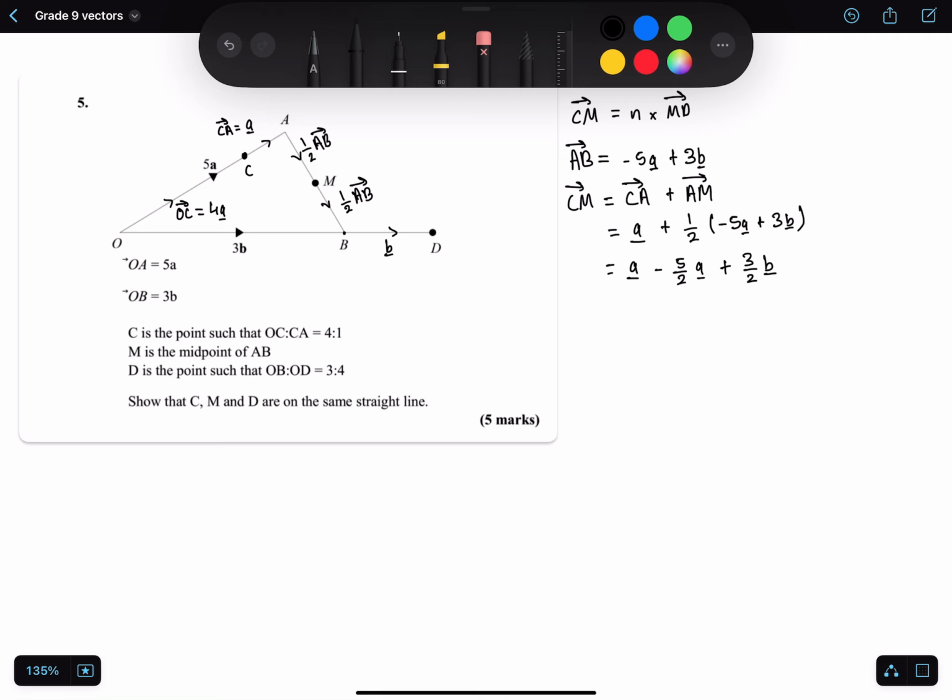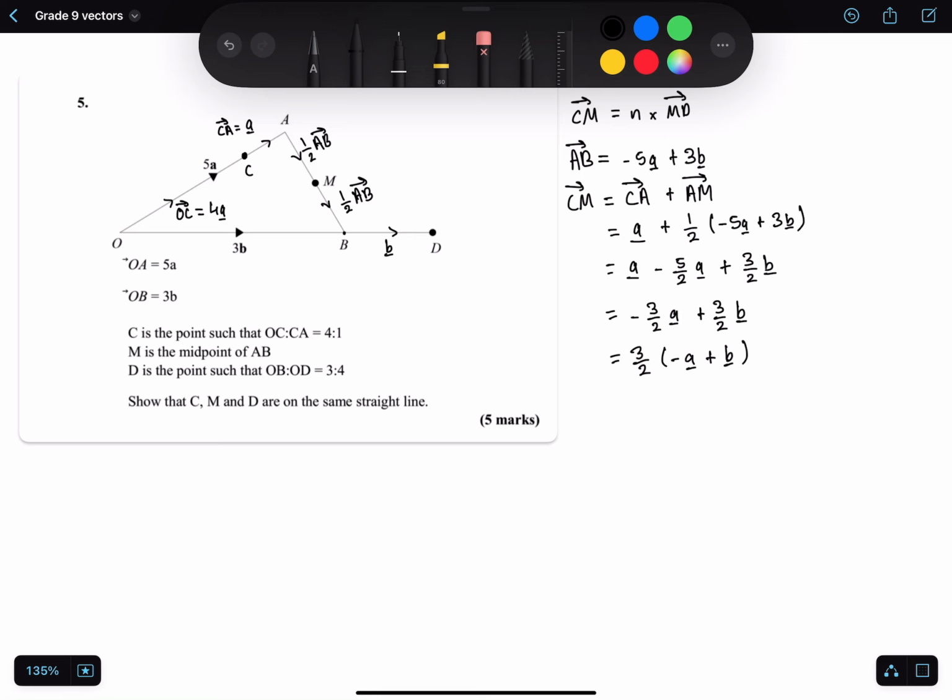Now, if we simplify this, we will get minus 3 over 2A plus 3 over 2B. And this will help us later on by, if we just pull that 3 over 2 out, this will help us later on in the question. So it's always good to factorize out the scalar factor.